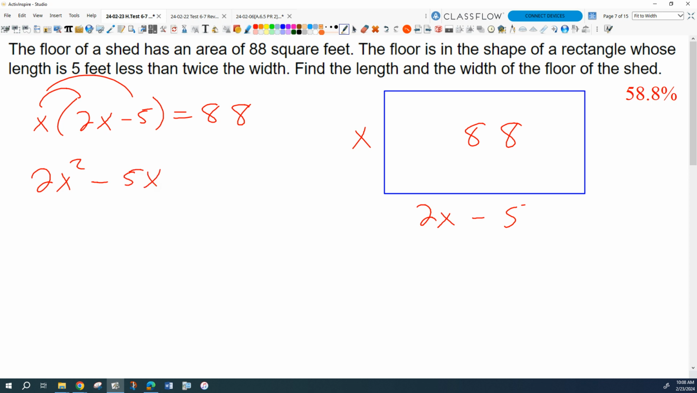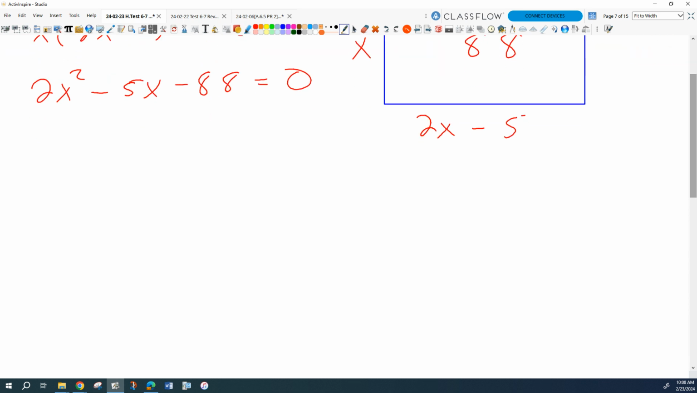What do I do with the 88? Subtract it. Good. Okay, good. And we've got a quadratic equation. Later on, we wouldn't bother trying to factor that. We would just apply the quadratic formula. In this case, we wouldn't even complete the square. And for reasons we'll talk about later, we would just use the quadratic formula. But for now, we have to factor that.